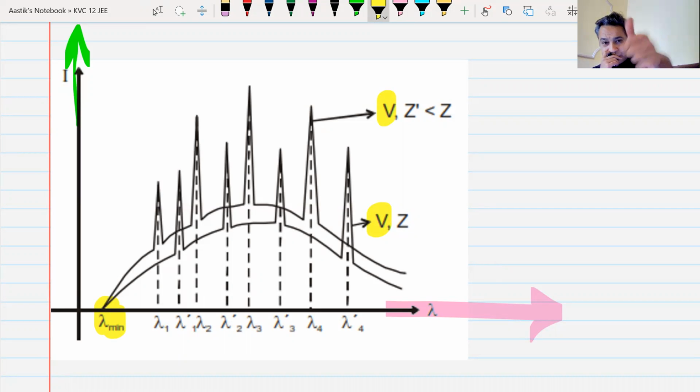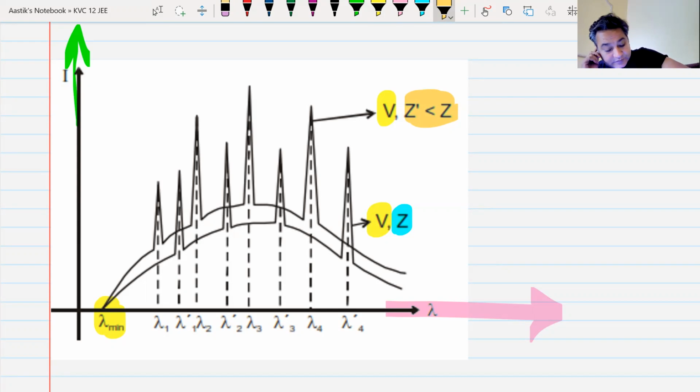But what you can see is it has been plotted for two different metals. The blue metal is Z with atomic number Z. Whatever color this is, brown metal is Z dash whose atomic number is less than Z. Now this could come as a question in your JEE Advanced because it is probably higher than the level of JEE Main.